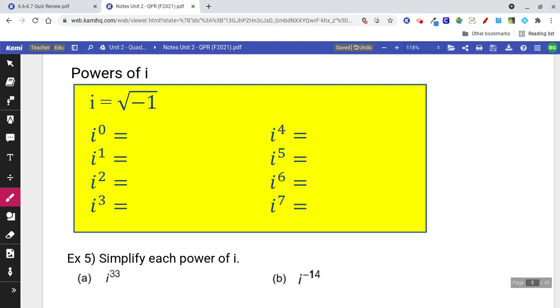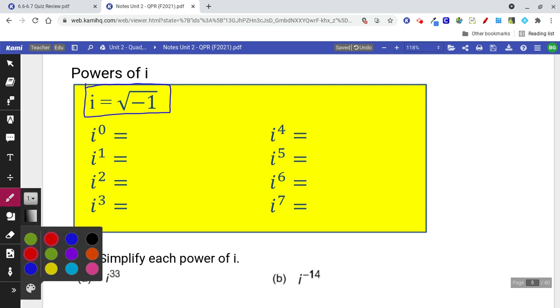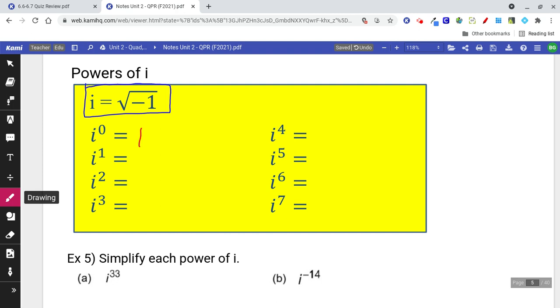Next, powers of i. This is going to be important for simplifying problems like number 5. We already know that i is equal to the square root of negative 1. You got to know that. So it helps if you know a little bit more. Anything to the 0 power is 1. That's the same as it's always been. i to the first, of course, that's what we just learned. That's i.